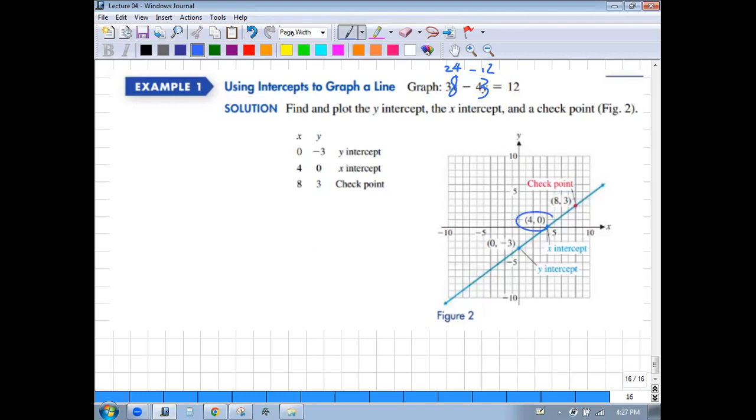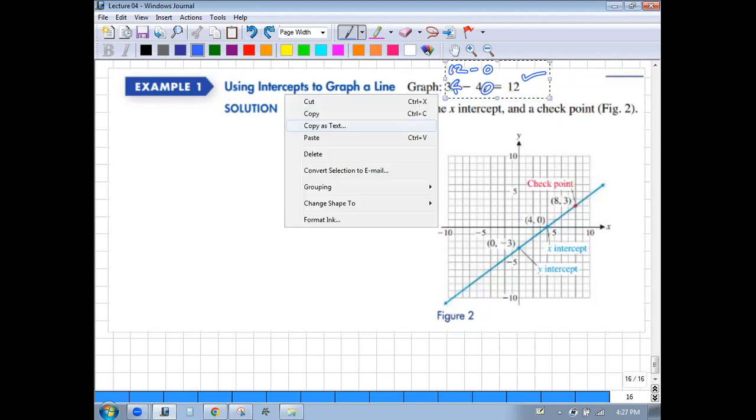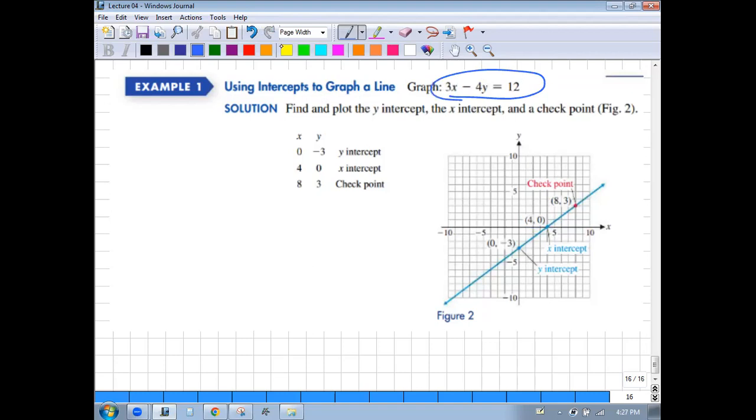If I look at (4, 0), if I replace x with 4 and y with 0, let's see, 3 times 4 is 12, 4 times 0 is 0, 12 minus 0 is 12. So that number is a solution, that ordered pair, right? Again, there's an x and a y, so the answer to the question, when is this equal to that? I have to give you two numbers. And there happens to be an infinite number of answers.